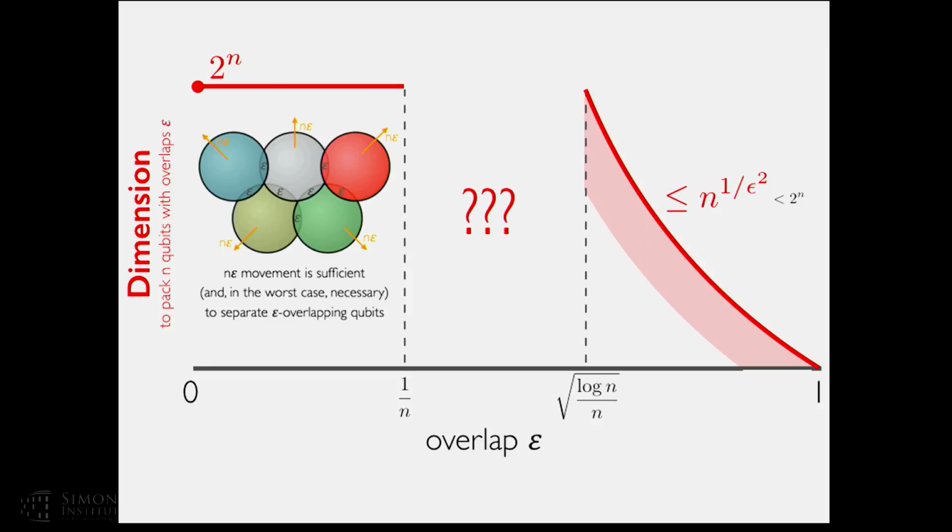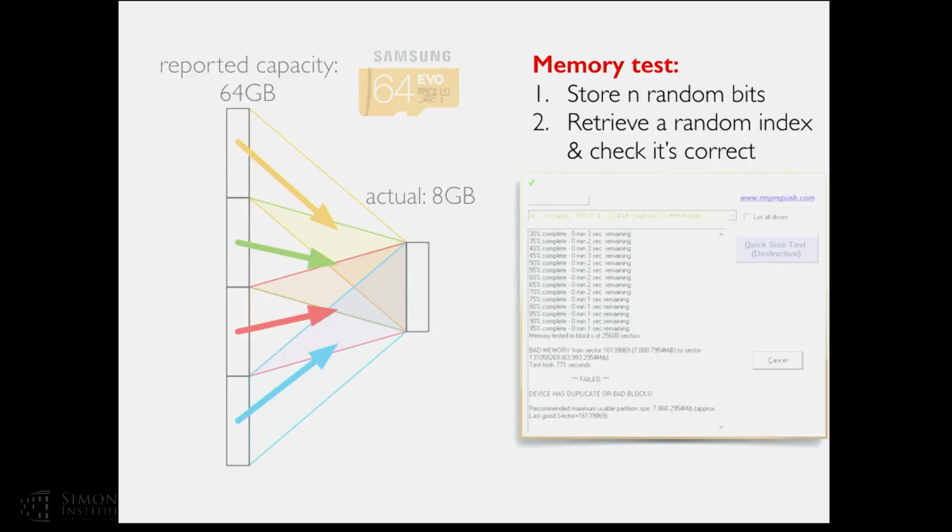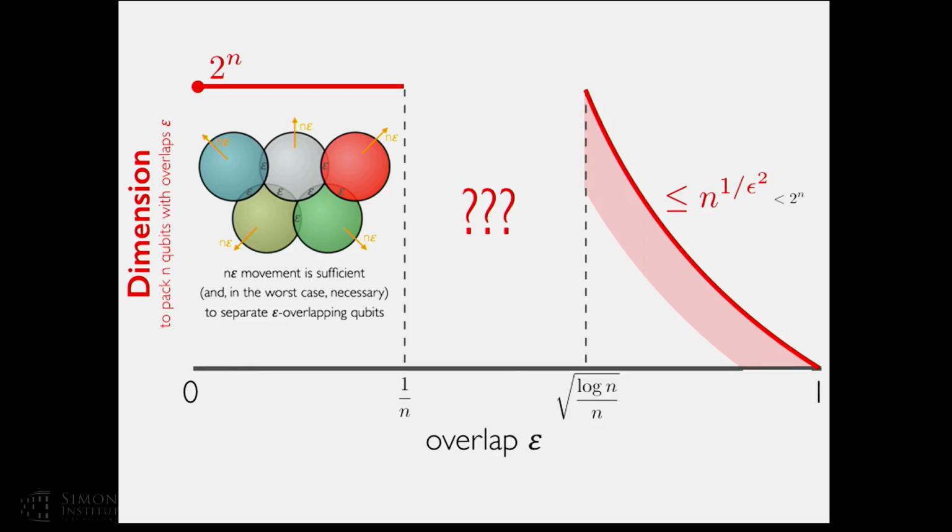So we also have a small result that says you can pull apart qubits that slightly overlap. And so if the overlap is up to 1 over n, then you can pull them apart, and it still needs dimension 2 to the n to pack them together. And so there's this region in the middle, between about 1 over n and 1 over square root of n, where we don't actually know what happens. It's somewhat more complicated, maybe, whether you need 2 to the n dimensions or whether you can do a bit better.